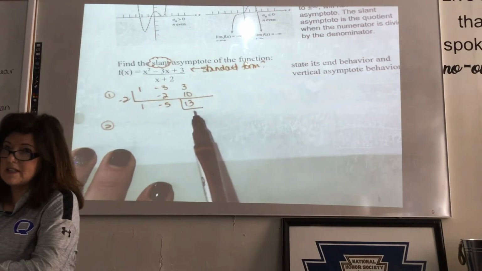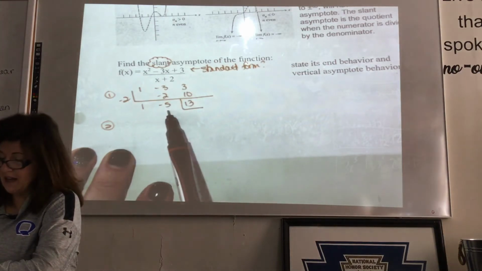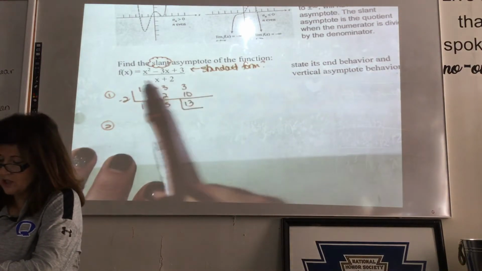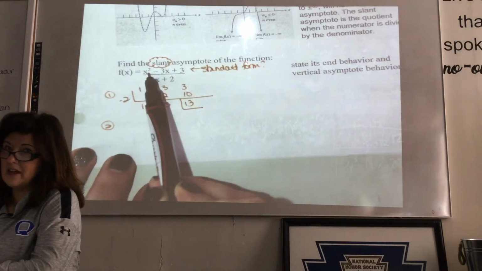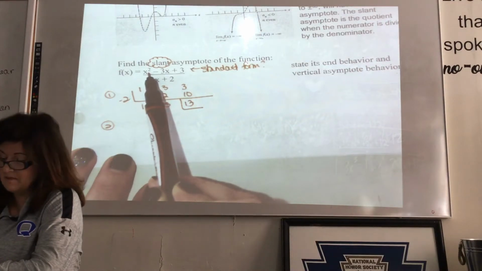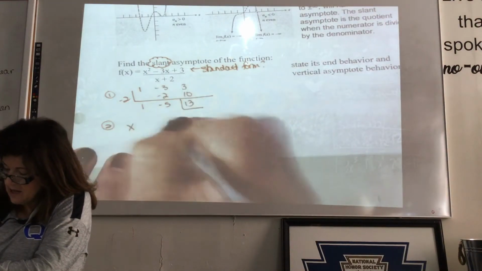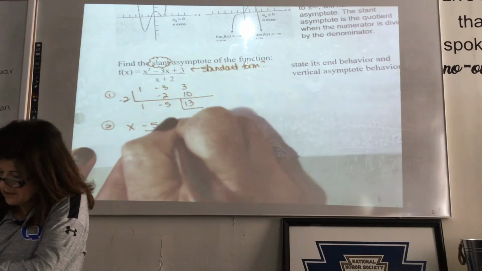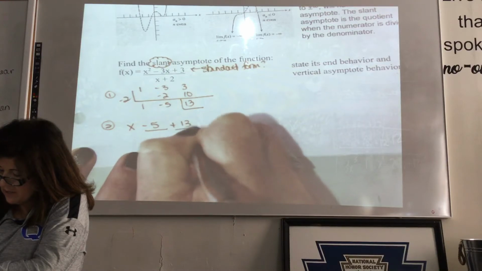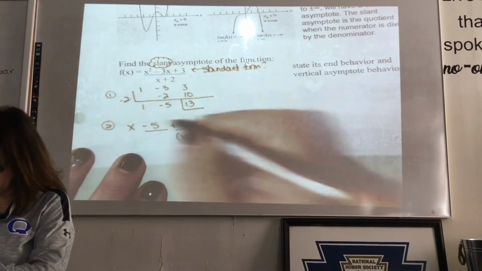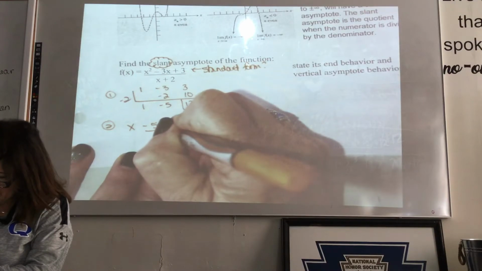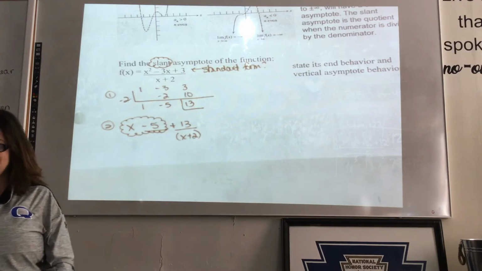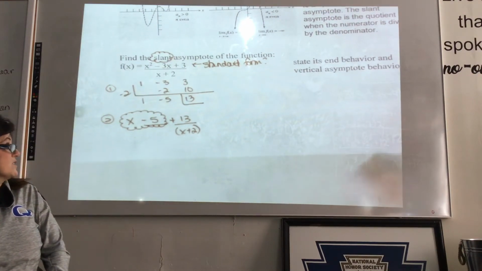Now remember, this is my remainder. -5 would represent my constant. X would represent my degree 1, because it's always 1 less than in synthetic. To write the answer, it's always 1 less than the degree that's written. So this becomes x minus 5 plus 13 over x plus 2. Actually, I'm going to incorporate that and pretend like I didn't make a mistake. Okay? So I've got x minus 5 plus 13 over x plus 2.